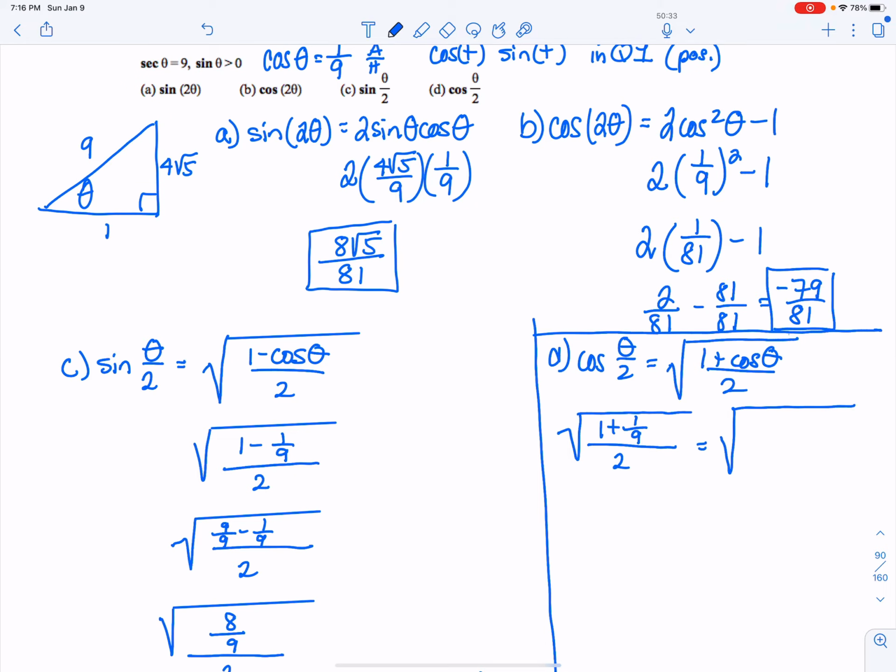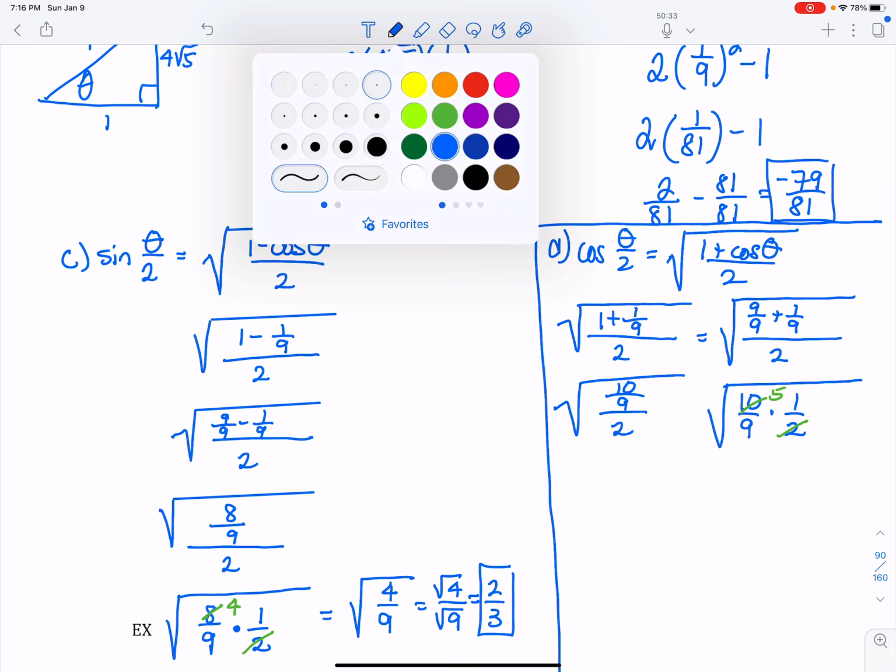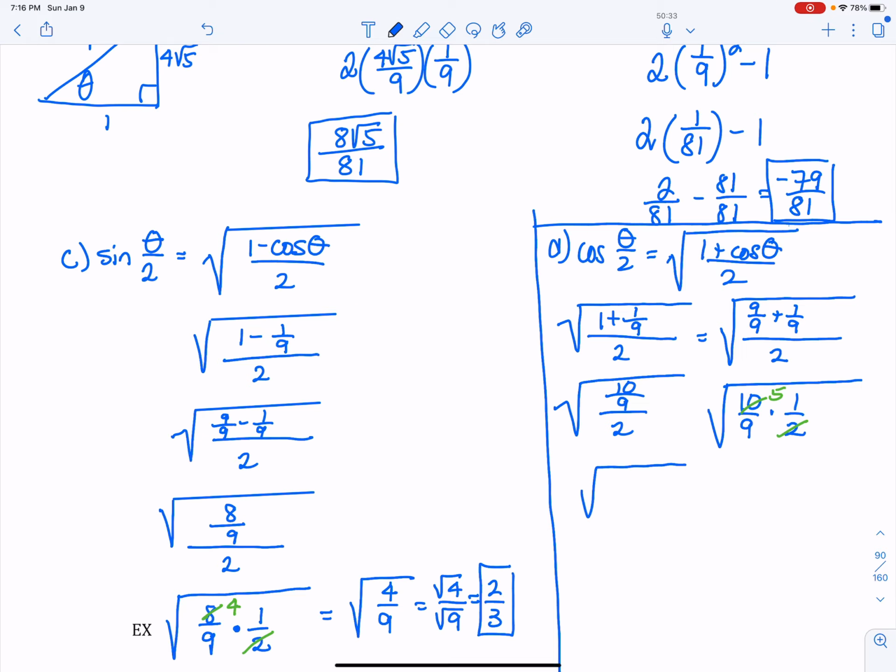So I'm going to take 1 and turn it into a common denominator. So I'm going to have 9 over 9 plus 1/9 in that numerator underneath the radical over 2. And then I'm going to take the square root of 9 plus 1, which is 10 over 9, all over 2. And now I'm going to turn this into a multiplication problem. So 10/9 times 1/2. We're going to reduce this down. 2 goes into 10 5 times. Once I get that done, I get the square root of 5/9. So if I break that up, I get the square root of 5 over the square root of 9. So I get the square root of 5 over 3. And that is the answer for part D.